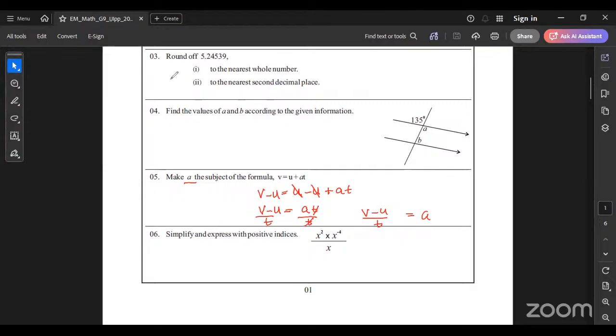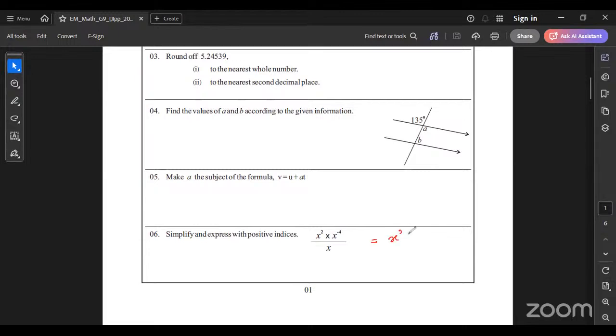Are you okay? Right, okay. Well, so question number 6. Simplify and express with positive indices. x to the power 2 times x to the power minus 4, divided by x.